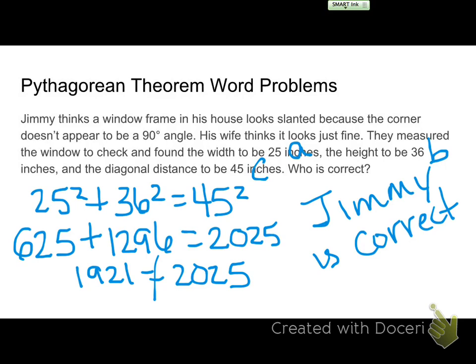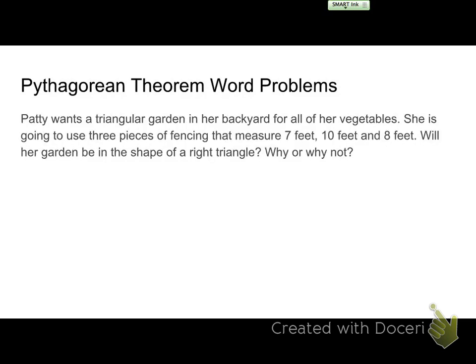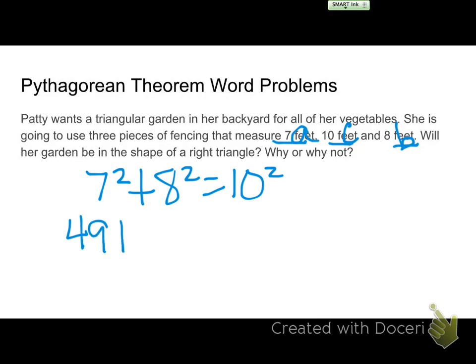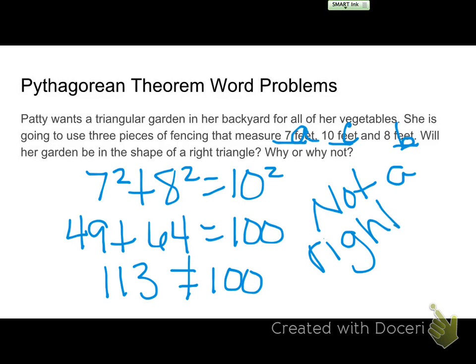It's the same way. It's giving you three pieces of information. You're basically proving a right triangle. Okay, so somebody tell me which one is C. 10 feet. Do A and B matter? No. So we can label 7 feet as A and 8 feet as B. So we have 7 squared plus 8 squared equals 10 squared. 7 squared is 49, 8 squared is 64, 10 squared is 100. So 49 plus 64 is 113. That does not equal 100. So it's not going to be a right triangle, right? Not a right triangle.